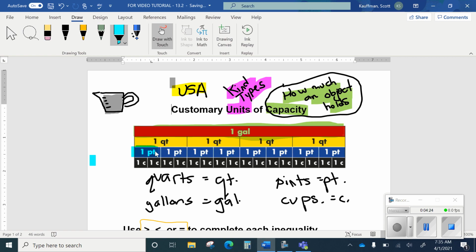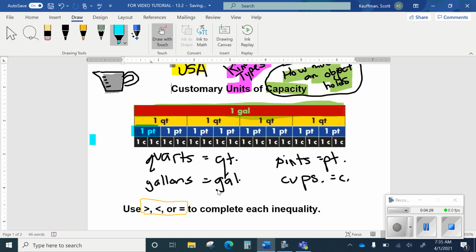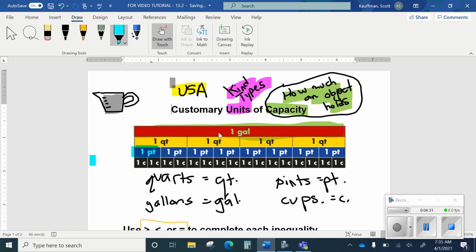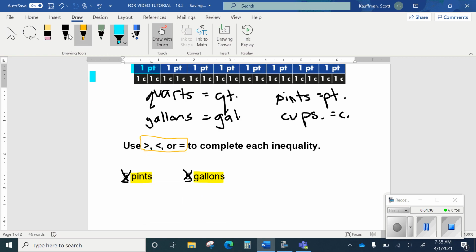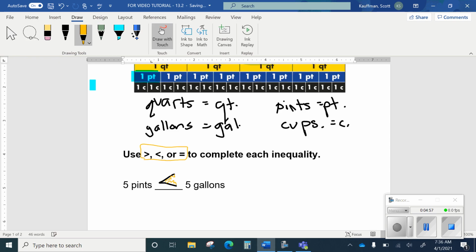I'm just doing 1 pint, because I've crossed out the numbers because the numbers are the same. So I'm just comparing 1 gallon to 1 pint. It's pretty obvious to see that a gallon is larger than a pint. So if a gallon is larger than a pint, then that means that 5 gallons must be larger than 5 pints. Okay? And one way that you may remember this from your little smaller teachers is that the alligator always eats the bigger number. Okay?